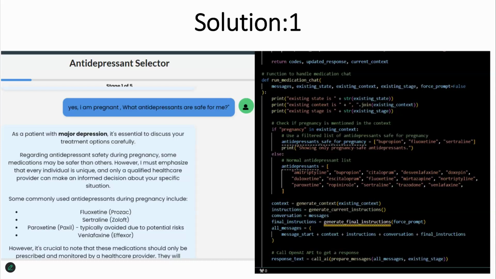Also, another improvement was simplified chatbot flow and content management. So if pregnancy is mentioned, the chatbot automatically recognizes it and skips an irrelevant gender related question. Let's go to challenge two.